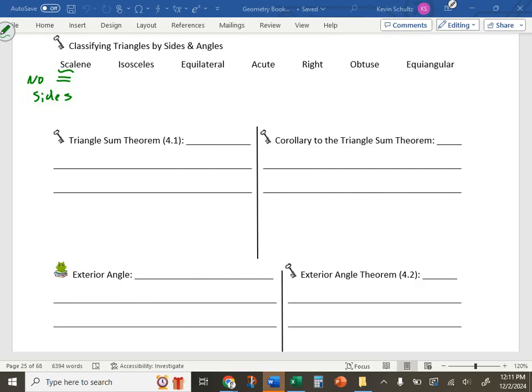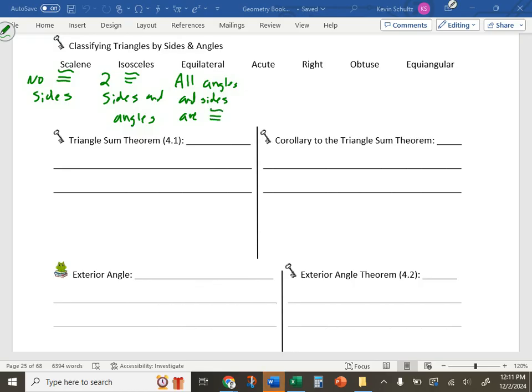Okay. How about isosceles triangle? Two congruent sides. And also two congruent angles as well. So we'll put sides and angles for this one. How about equilateral? All congruent sides. All angles and sides are congruent. Okay?